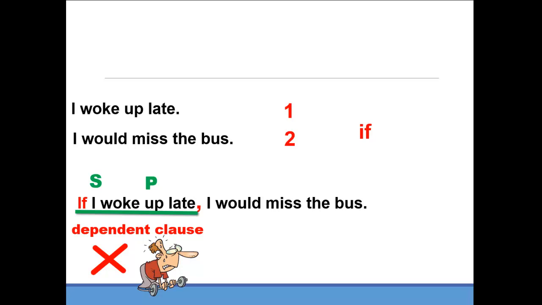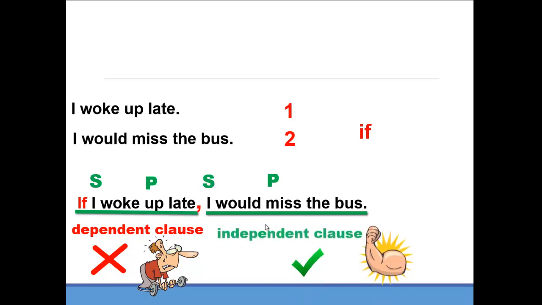So, this part is called the dependent clause. What does it begin with? It begins with the subordinating conjunction. Excellent. Let's check the other part. I would miss the bus. I is the subject, would miss the bus is the predicate. Can I use this part of the sentence alone? Yes, I can. So, what do I call this part of the sentence? I call it the independent clause.